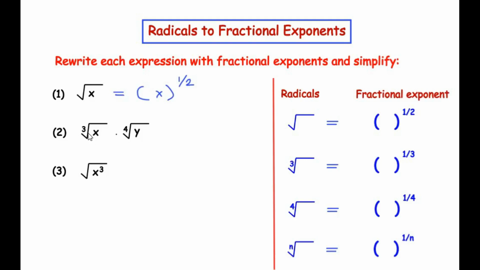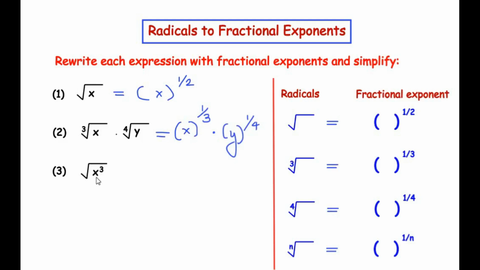Now this is cube root of x times the fourth root of y. Now here we are going to first focus on the x term. So cube root of x can be written as x to the power of 1 over 3 in terms of fractional exponents times y to the power of 1 over 4. So this cannot be simplified further because x and y are not like terms. So this is the simplest solution. Now let us look at the next one.